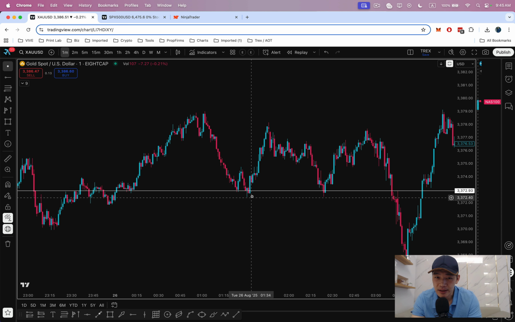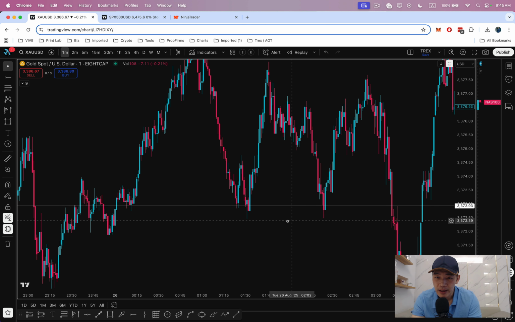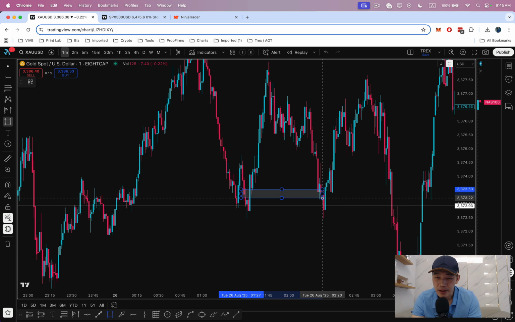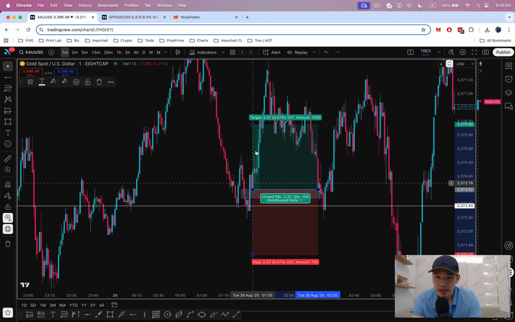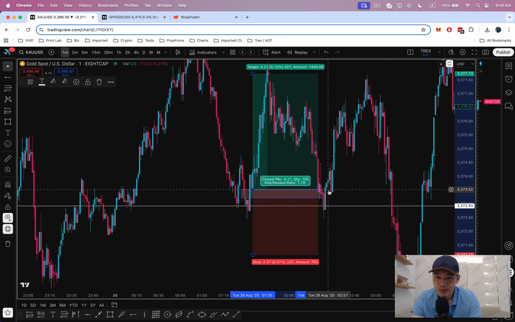Now we did come back again to get liquidity to go up. So what we want to do is wait for the pullback and then look at price action to get in. So basically we had this fair value gap here, and then we had change of character here, liquidity grab down here. So that was a nice long to get into.